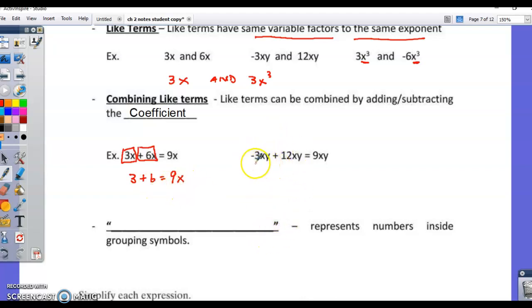Same thing over here. I have a -3xy and a positive 12xy. So all I have to think about is -3 plus 12. I could type that into my calculator, and I get 9, and then your xy at the end. We're going to practice this on the next page with multiple examples so we can run through how we do that.